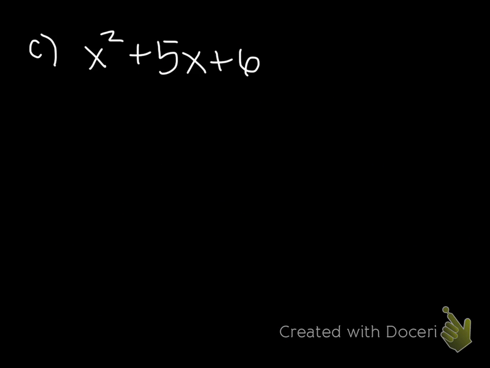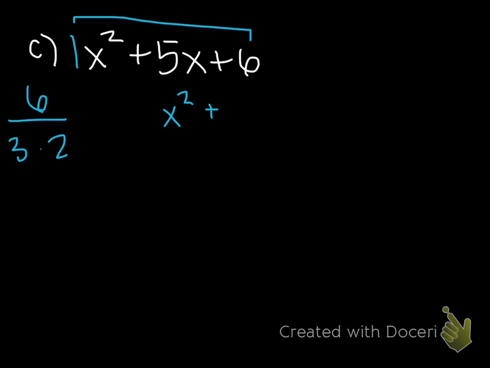For the next 3 examples, I'm only going to do one method each. You try the method that you like. So for letter C, it's implied that there's a 1 there, so I'm going to do A times C, which is 6. The combination I'm going to use is 3 and 2, and that's the most important part. So I'm going to go ahead and do the grouping method for this one. So I have 3x plus 2x plus 6.